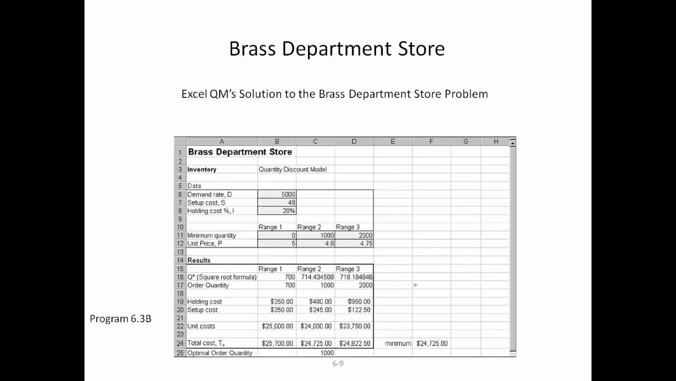So in this case, we get the same output, and we see our total cost associated with Brass Department Store is $24,725. That's our lowest cost, and therefore our optimum order quantity is 1,000.